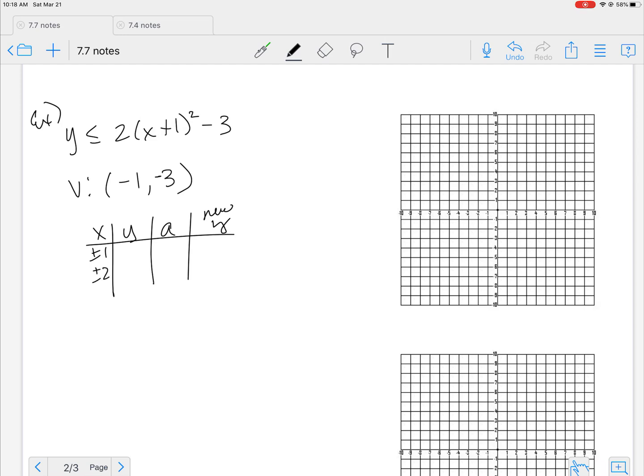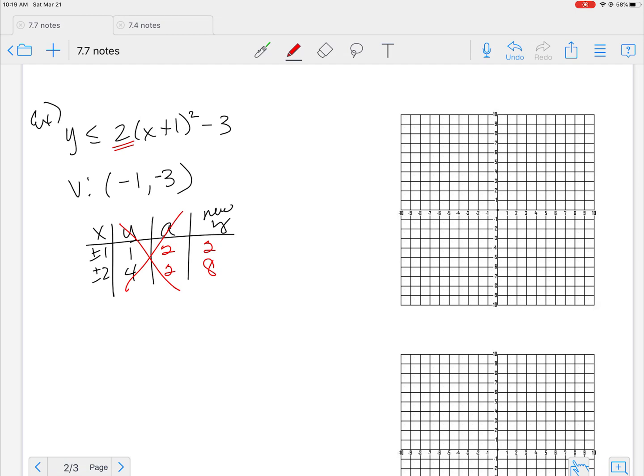So my x values are plus or minus 1 and 2. My y values are 1 and 4. Then I have my a here, which is a 2, so we multiply those. 2 times 1 is 2. 4 times 2 is 8. I like to cross off those two middle ones because otherwise it confuses me, and I don't like to be confused. So I'm going to cross those off.